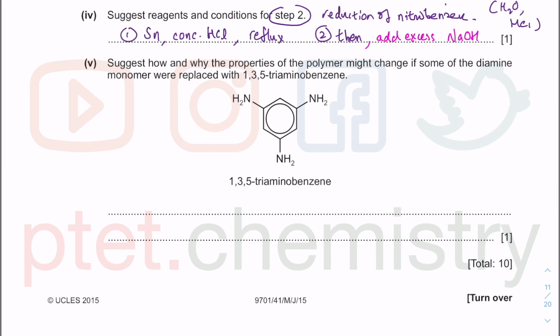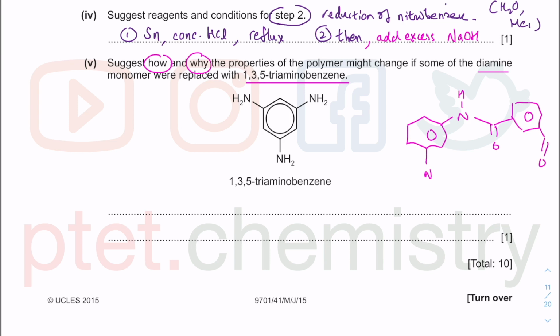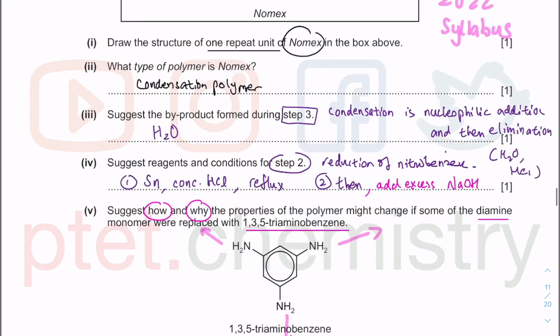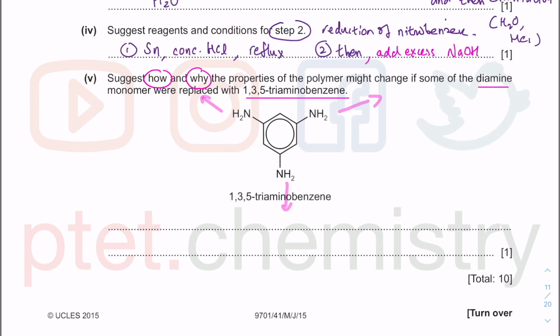In this next question, suggest how and why the properties of the polymer might change if you replace some of the diamine with 1,3,5-triaminobenzene. If we replace some of the diamine monomer, what's going to happen is you are going to get that NH, and now you're going to get CO. What is going to happen? That thing there looks like it's going to be bigger because it's going to extend in this direction, in this other direction as well. It's going to extend in all three directions. Previously, it would just extend in two directions, here and here. So it will change the structure, I guess. How and why the properties might change.